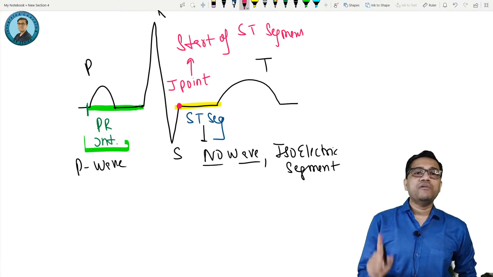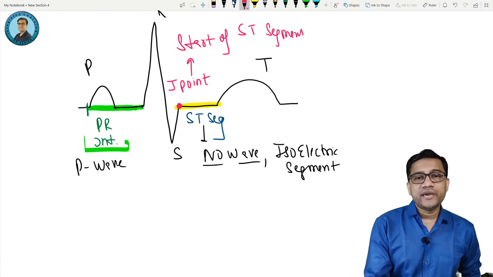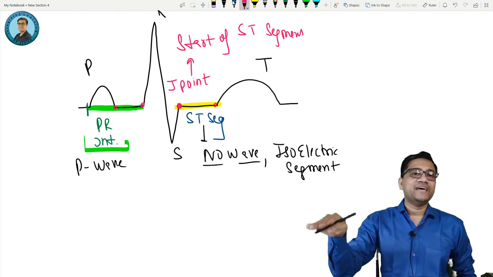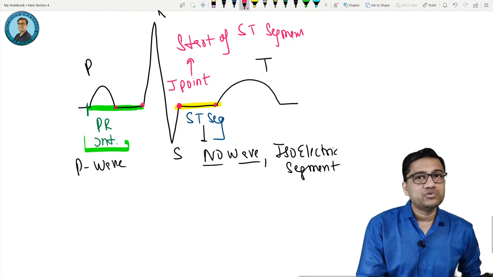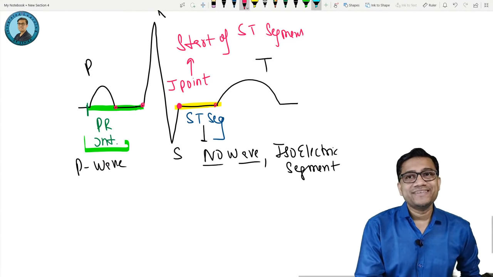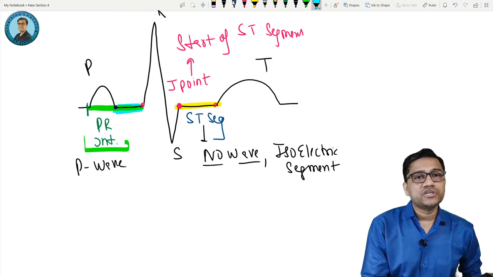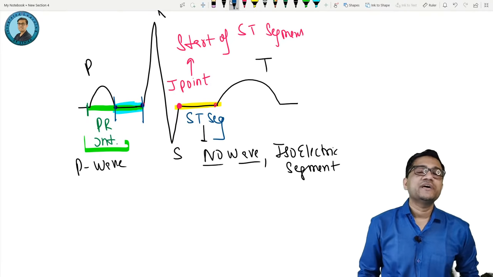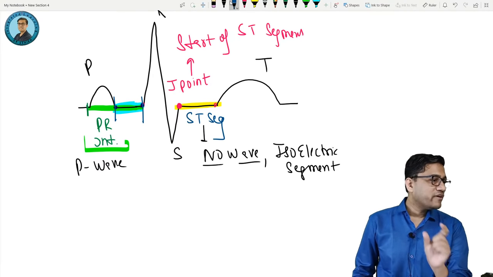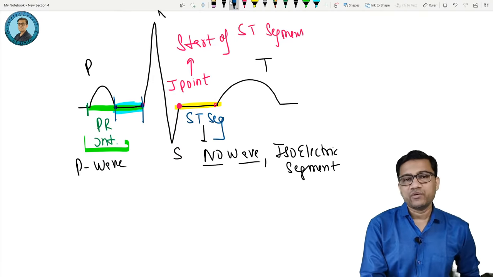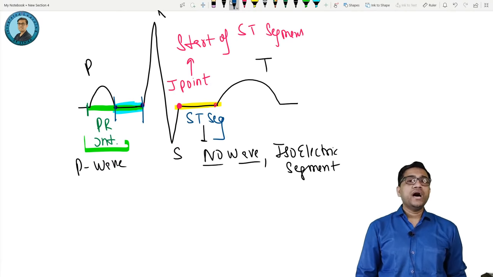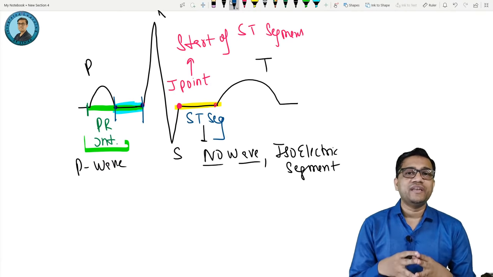And I'm telling you one very easy rule to remember. The J point should be at the same level as this entire ST segment and even the PR segment. If I ask someone, what is this blue structure I am making? This structure is called the PR segment, because there is no wave here. No one asks you this much, but remember they all are on the same axis.